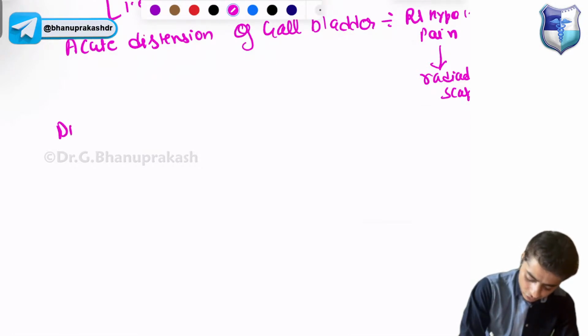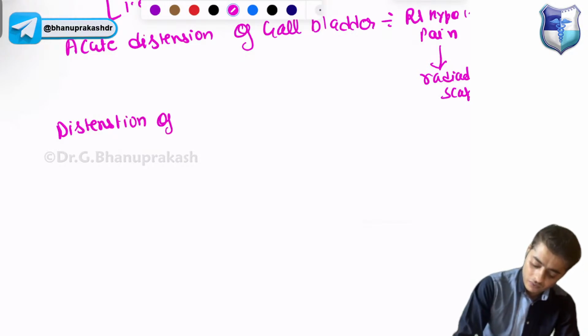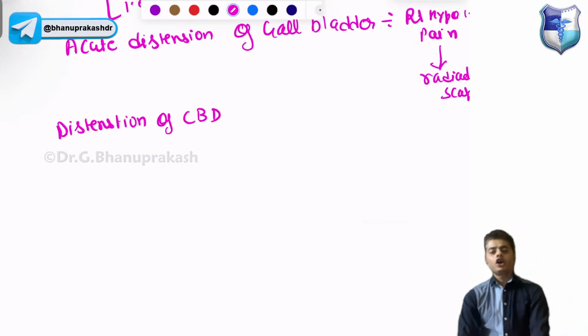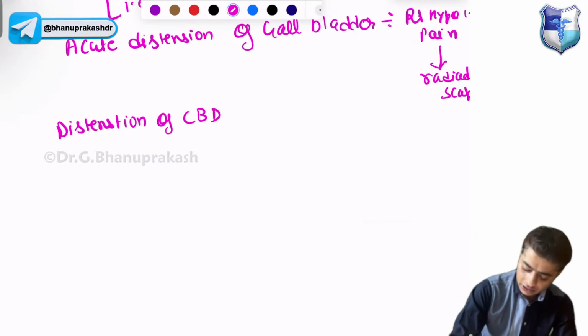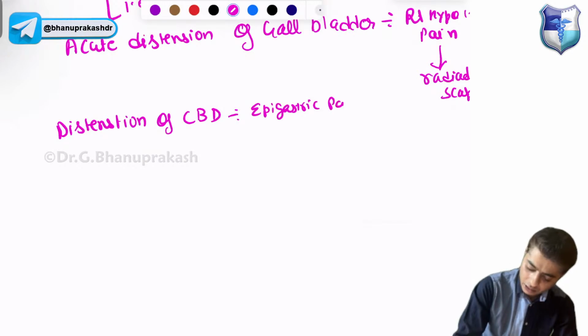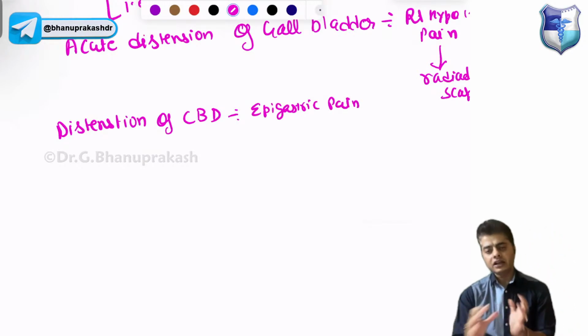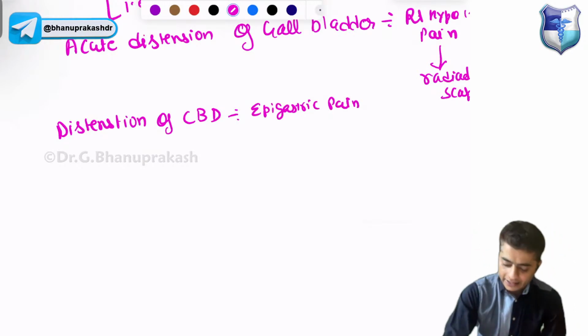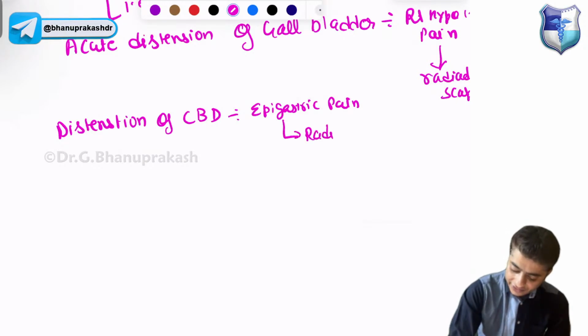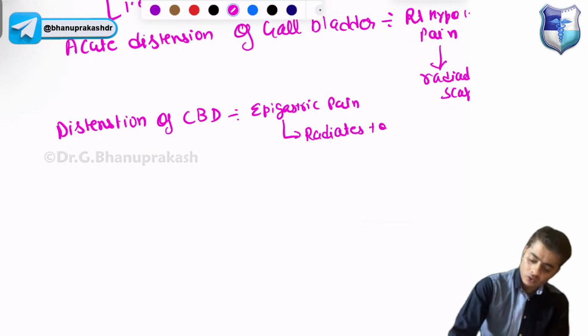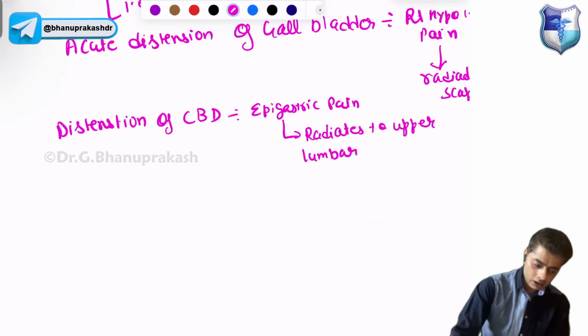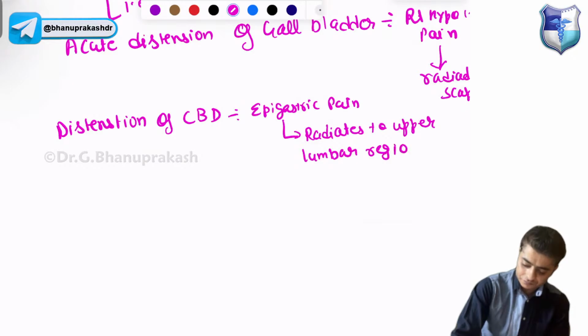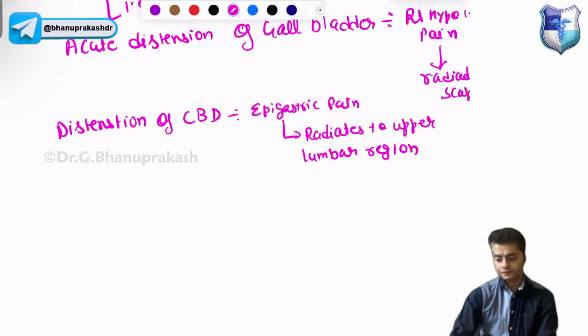Now, pain due to distension of the CBD, that is your common bile duct. That pain is your epigastric pain, because the CBD is near about in the epigastric region. So epigastric pain is there, and it radiates to the upper lumbar region. Okay.